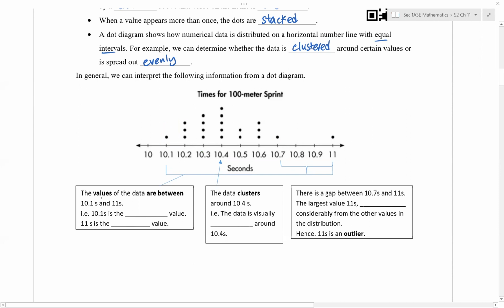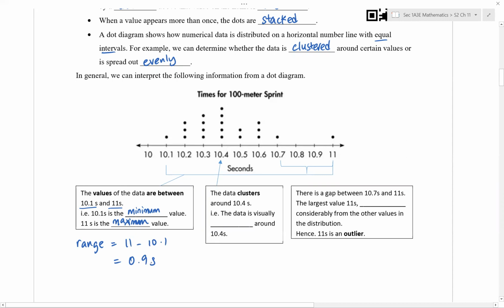So the values of the data are between 10.1 seconds and 11 seconds. So 10.1 seconds will be the minimum, and 11 seconds is the maximum. Now to recap, we learned range in the previous few lessons. So range is our maximum minus minimum. In this case, our range is 11 minus 10.1, which gives us 0.9 seconds.